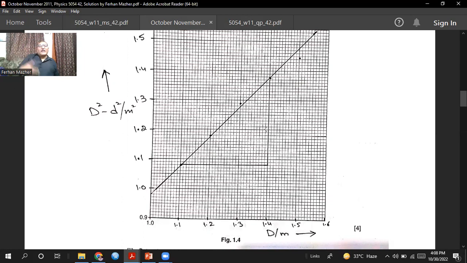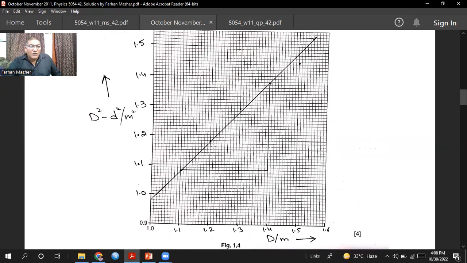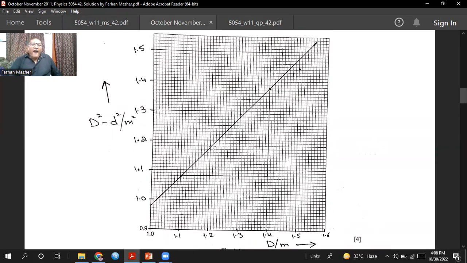Then I will draw a line of best fit, and you can see I have tried to draw the line of best fit. Only one point is left below the line, and one point is above the line. So this is the line of best fit.